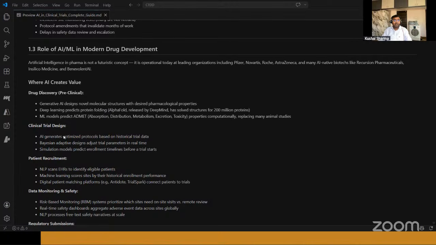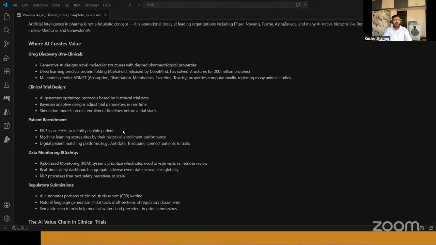Then clinical trial design. AI generates optimized protocols based on historical trial data. Bayesian adaptive designs adjust trial parameters in real time. Simulation models predict enrollment timelines before a trial starts.